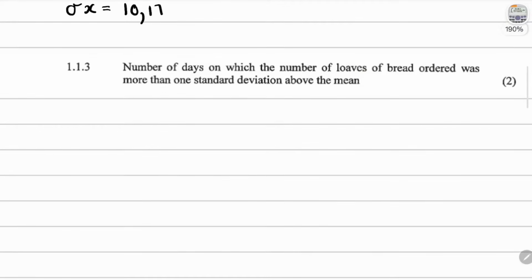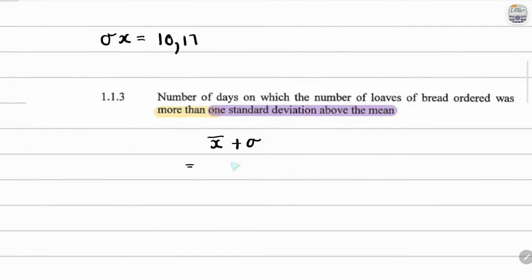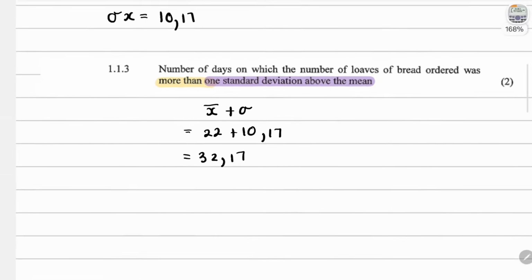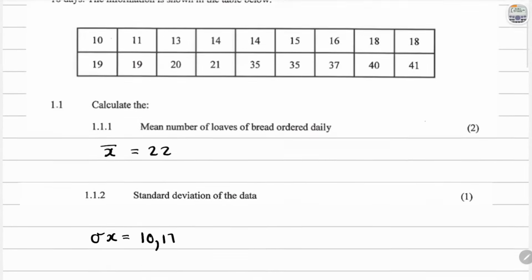Okay, so we're specifically looking for more than a standard deviation above the mean. So let's find out what exactly one standard deviation above the mean would look like. It's a single standard deviation above the mean. So wherever you have the mean, we're going to add a standard deviation. That would be one standard deviation above the mean. And so that is equal to, our mean is 22 and our standard deviation is 10.17. So that is 32.17. And we just have to find the number of loaves that are more than this number, which represents one standard deviation above the mean.